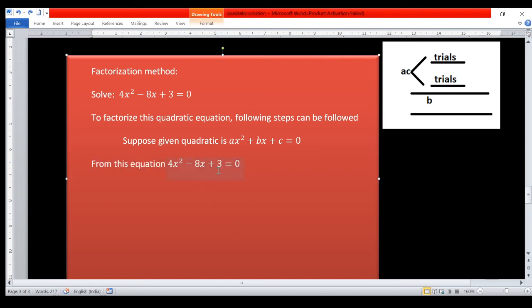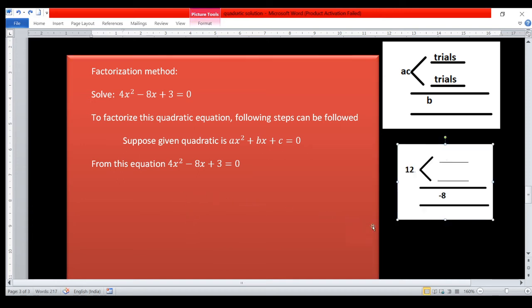So we'll discuss by this example: 4x² − 8x + 3 = 0. I didn't fill the trials, but I wrote 12 and −8. So you have to understand how we got 12 and how we got −8. I said you have to multiply the coefficient of x² and the constant term. What is the coefficient of x² here? 4. What is the constant term? 3. If you multiply 4 and 3, we get 12. That should be written here. And the b value is nothing but the coefficient of x, and it is not just 8, completely you have to take, so −8. So this indicates that I want to get a product 12 and a sum −8 by using the trials.